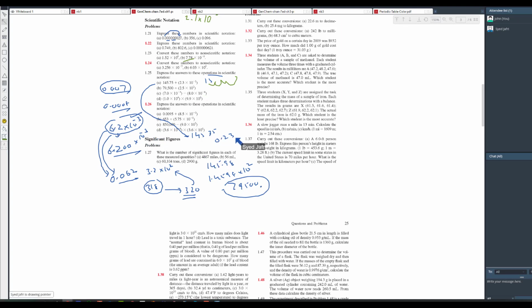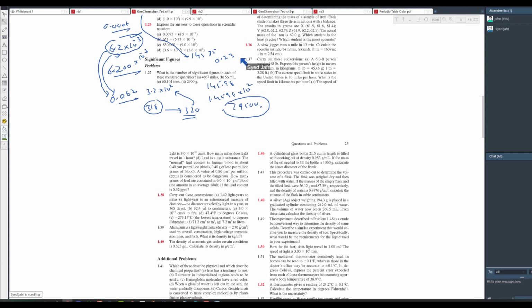Okay, next question is 1.27. We got part A: counting the number of sig figs in each measured quantity. For A, 4,867 miles. How many significant figures do we see? 4 sig figs. What about this one? 2 sig figs. What about the next? 5 sig figs. And what about the last? I see 2 sig figs. Okay.